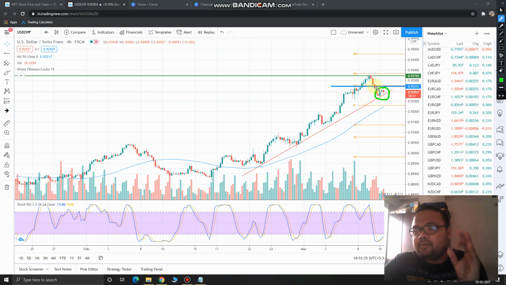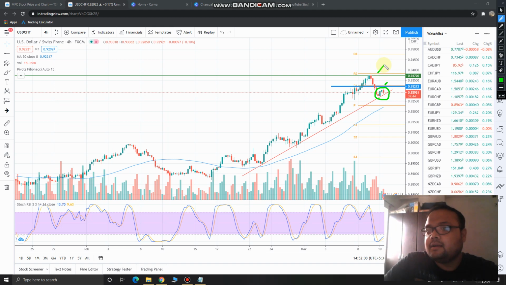And if you want to wait for some time, and if you are looking for a safer position, then you can wait for the market to cross this line, 0.9321. Once market crosses this level, you can enter, or you can also wait for the market to cross this level, 0.9372. Once market crosses this level, then you can be sure that market has crossed the previous high.